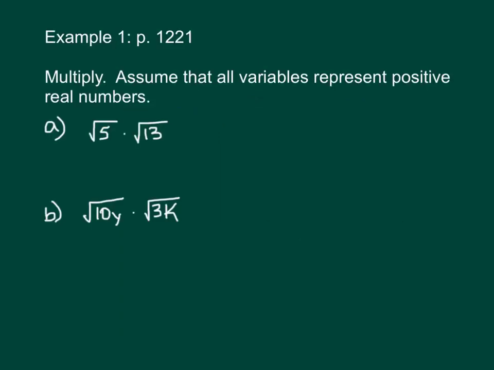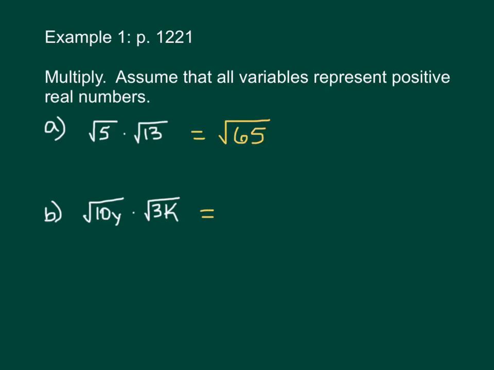In example 1, we will be applying the product rule. 1a is the square root of 5 times the square root of 13. Since they're both square roots, I can just multiply under the radical. So 5 times 13 is 65. So the square root of 5 times the square root of 13 is the square root of 65.